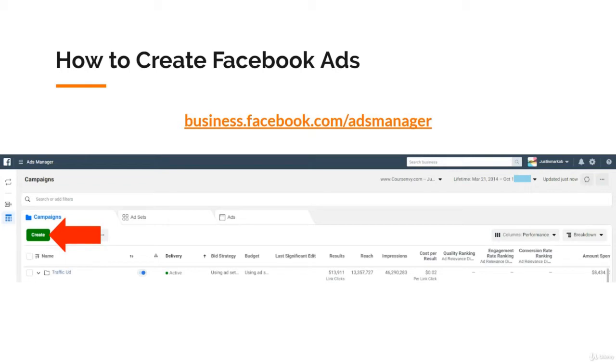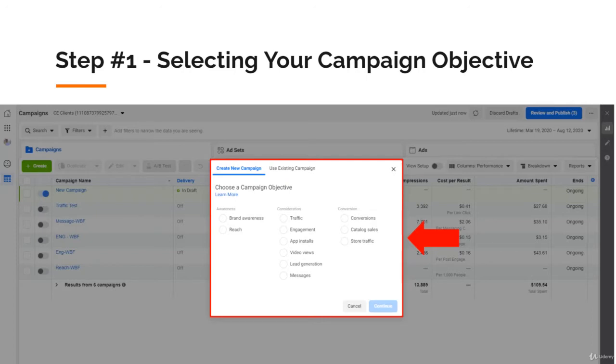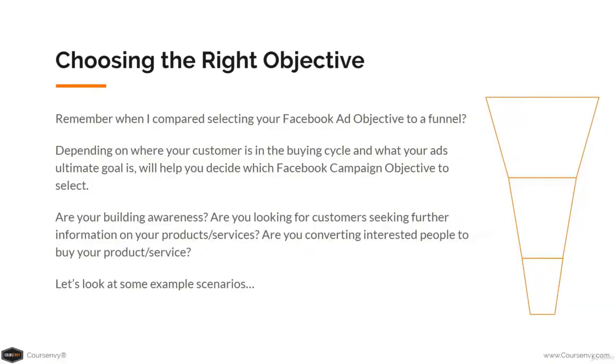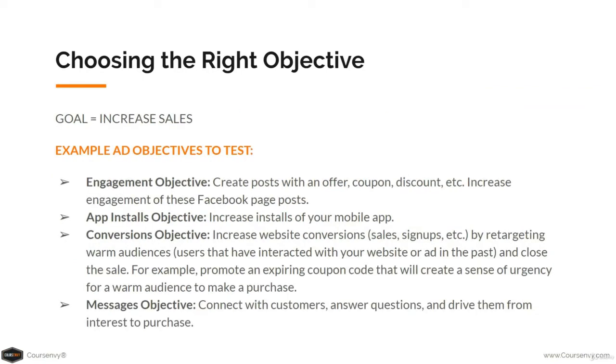business.facebook.com/ads manager. Click that green create button. So step 1, select your campaign objective. Choosing the right objective. Remember when I compared selecting your Facebook ad objective to a funnel? Depending on where your customer is in the buying cycle and what your ad's ultimate goal is, will help you decide which Facebook campaign objective to select. Are you building awareness? Are you looking for customers seeking further information on your products or services? Are you converting interested people, or a warm audience, to buy your product or service? Or let's say your goal is to increase sales. Here's some example ad objectives to test for that.